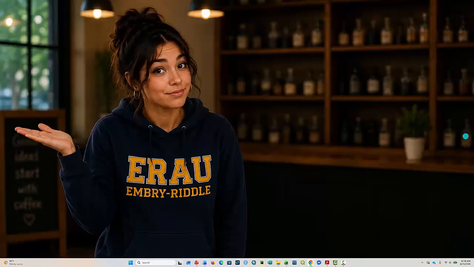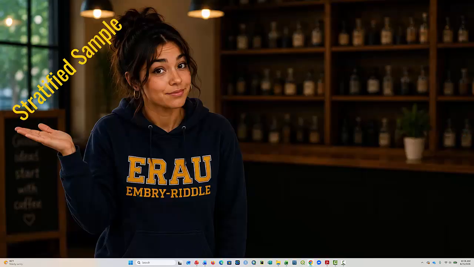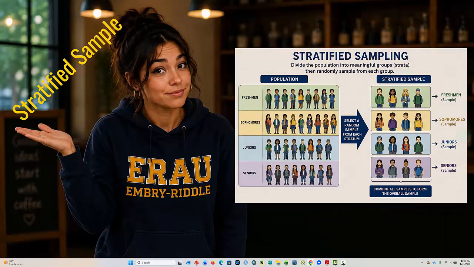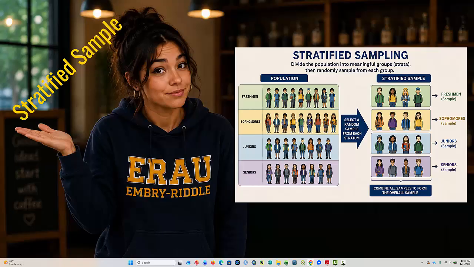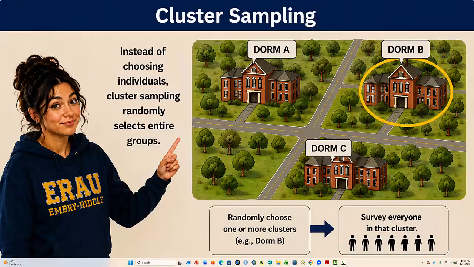Sometimes we want every important group represented. For example, when determining what kind of food to offer in the school cafeteria, we may want to be sure we include students from every class: freshmen, sophomores, juniors, and seniors. In this case, a stratified sample is the way to go. In a stratified sample, we group the population by a particular characteristic, in this case, class, and we select a few from each group. In a cluster sample, we choose an entire group.